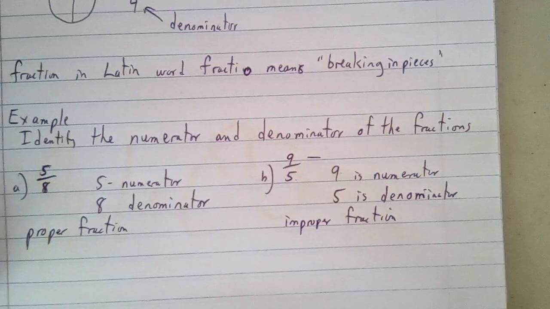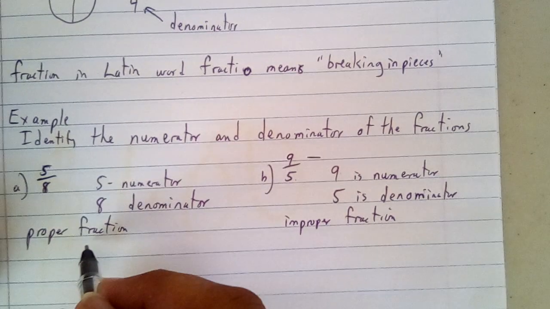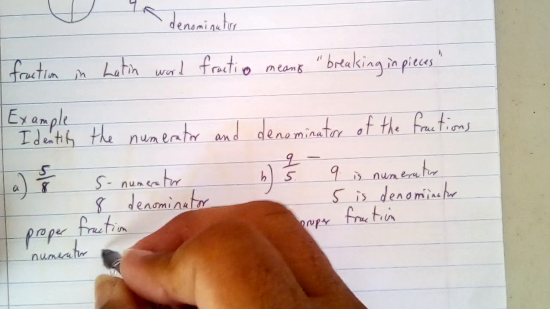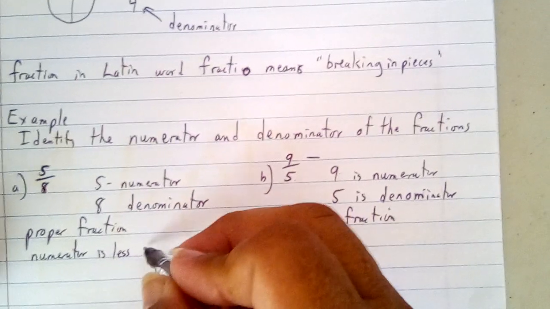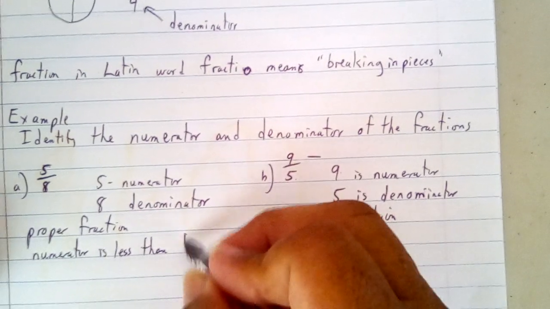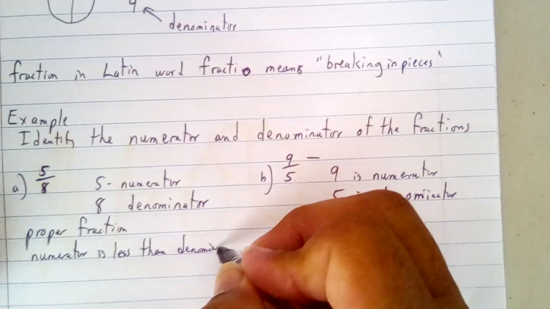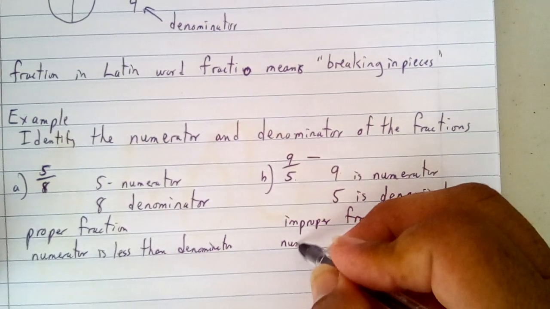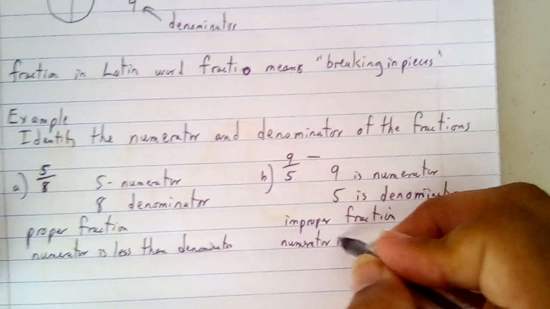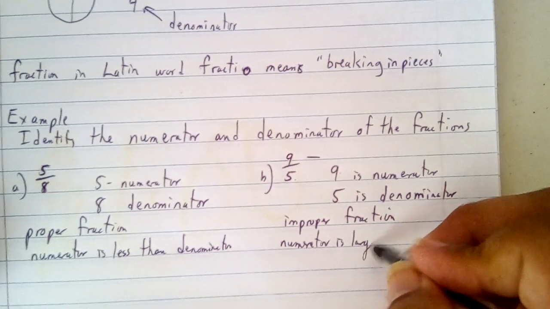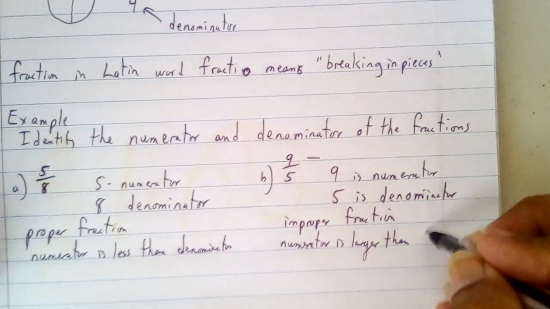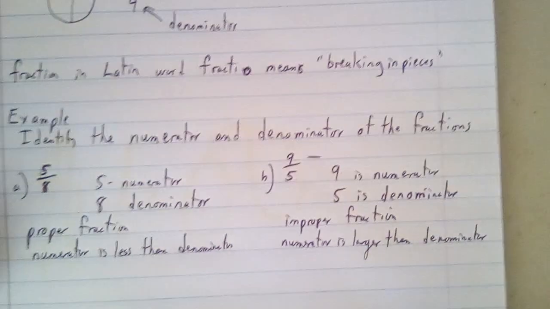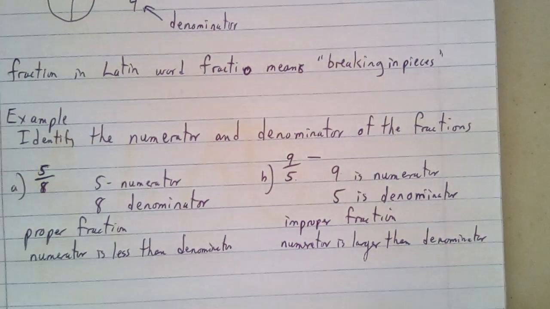So in other words, let's summarize it. For proper fractions, the numerator is less than the denominator. For an improper fraction, the numerator is larger than the denominator. Okay, so those are the two main things for that.